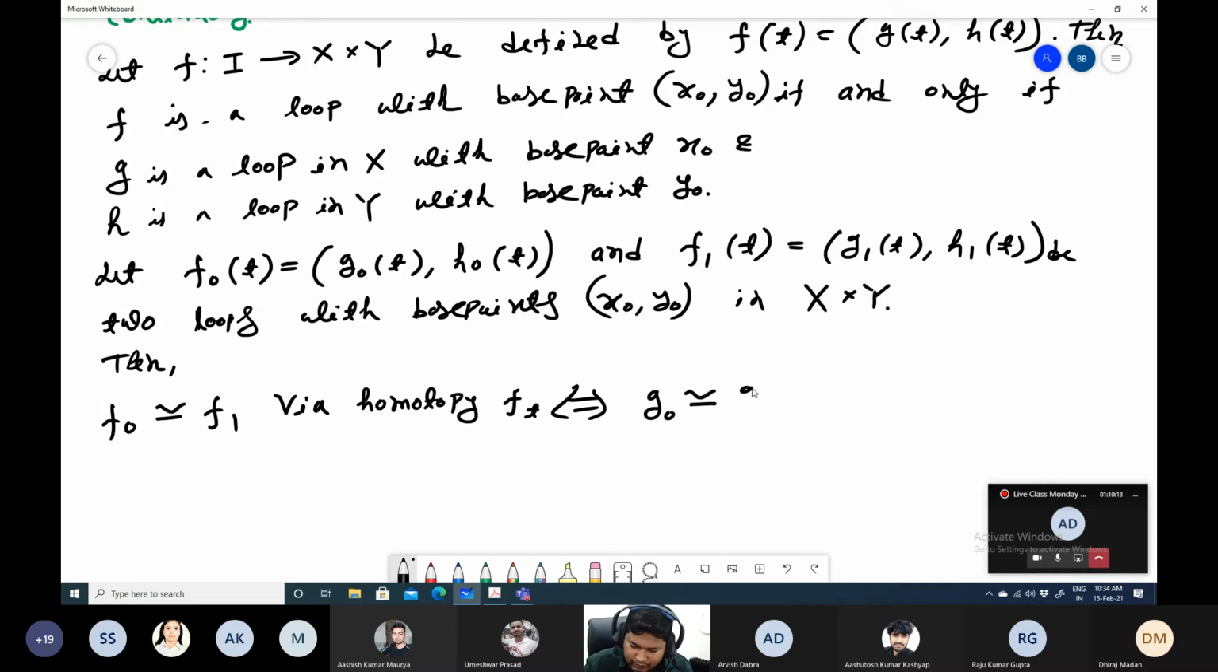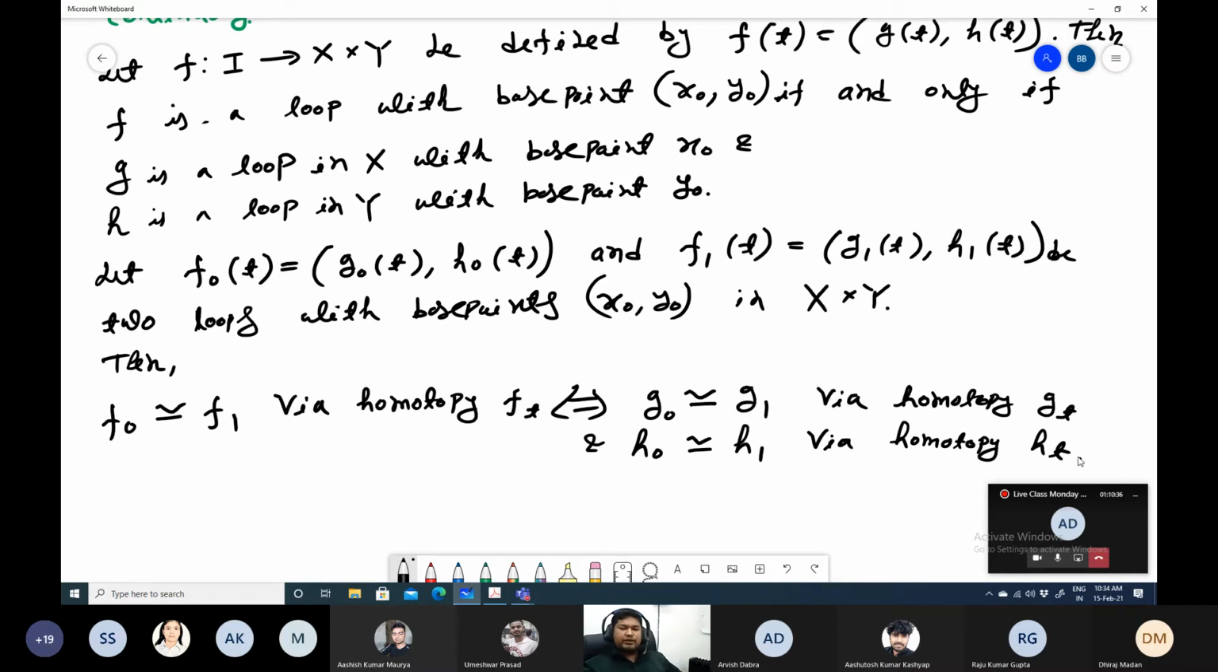g0 is homotopic with g1 via the homotopy gt and h0 with h1 via the homotopy ht. This one you can also verify. You just verify this one. That is simple, right? Because if this is homotopic to this one, then you can see that by using the definition, since each ft is continuous, right? So therefore gt and ht will be continuous, right? And again this will be a path, and that will be a homotopy from g0 to g1 and h0 to h1. Okay, so that is also simple.